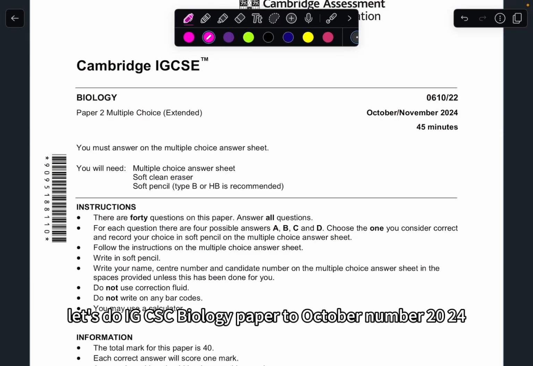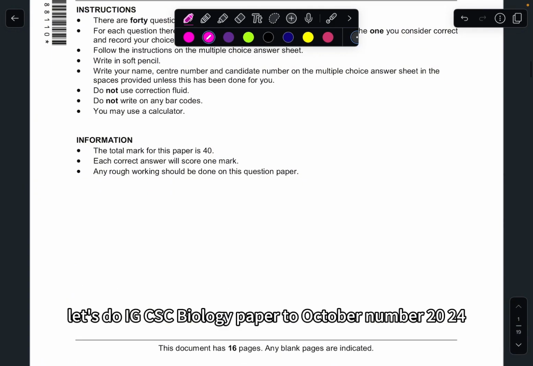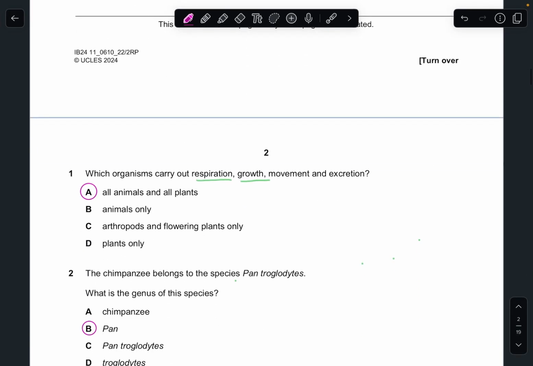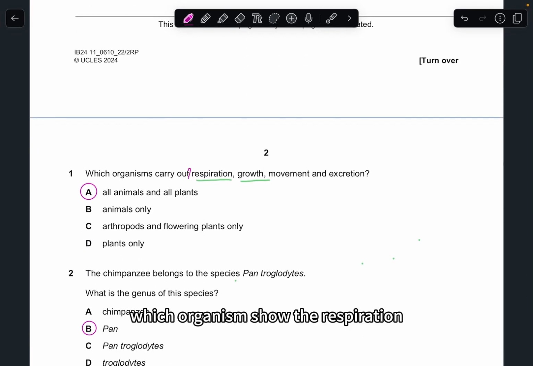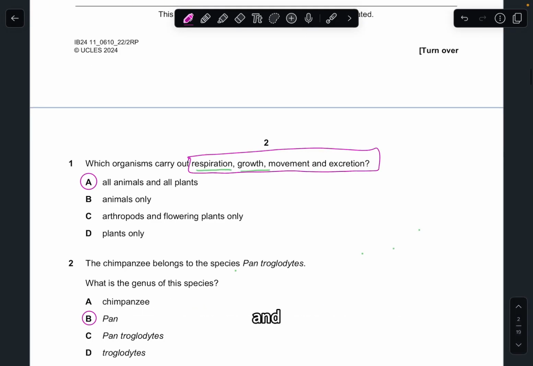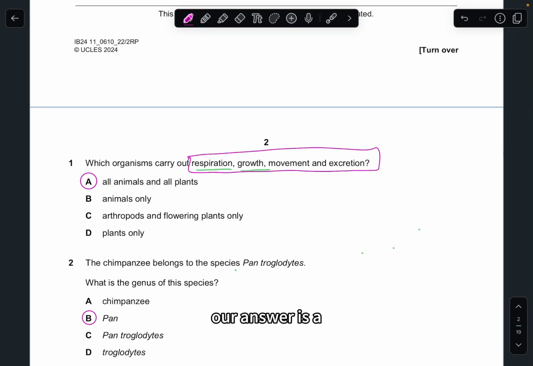Let's do IGCSE Biology Paper 2, October-November 2024. Question number 1. Which organisms show respiration, growth, movement, and excretion? This tells us some features. And our answer is A, because all the animals and plants show these characteristics. So that's why we choose A.